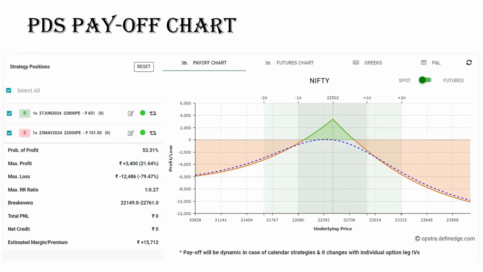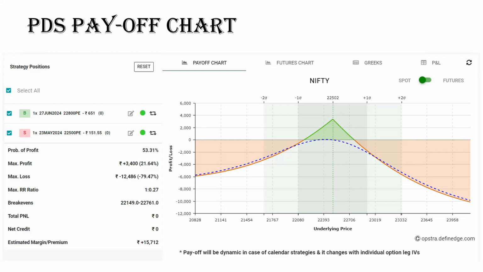See, the bottom line is that payoff will be dynamic in the case of calendar strategies. It changes with the individual option leg IVs. Because of that, we cannot estimate exact max profit and max loss, but it's an estimation. But break even, see, 22,150 to 22,760 or 750. So we are getting a 400 points range, which is very good.